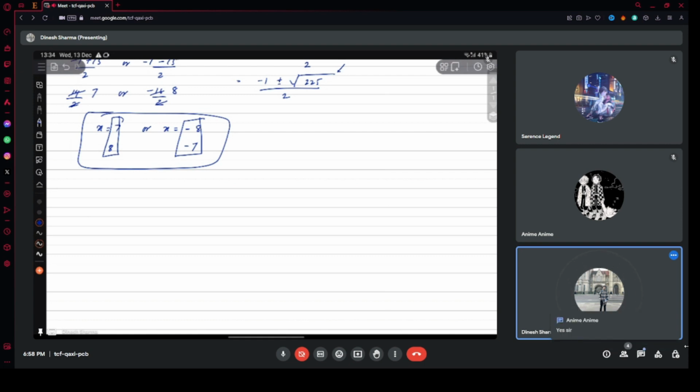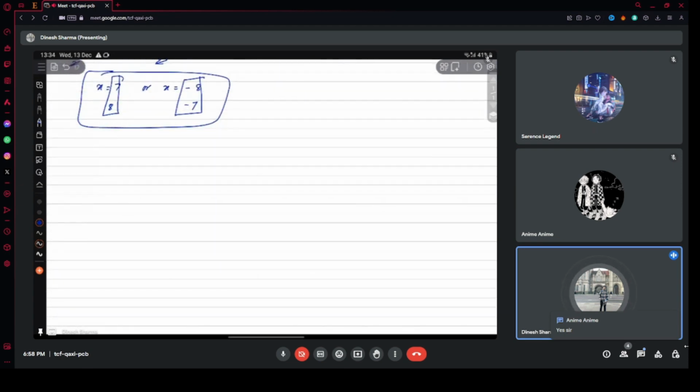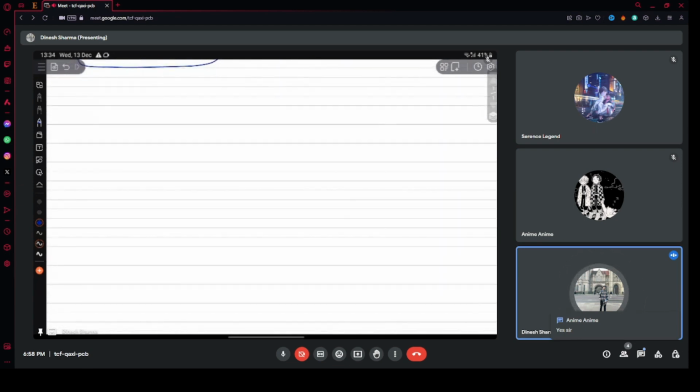Okay, so we move on to the next question. We'll practice some easy questions first. So the second question is something like this. The sum of the squares of two consecutive natural numbers is 41. So the question says sum of squares of two consecutive natural numbers is 41. Now you are told to find the two numbers.